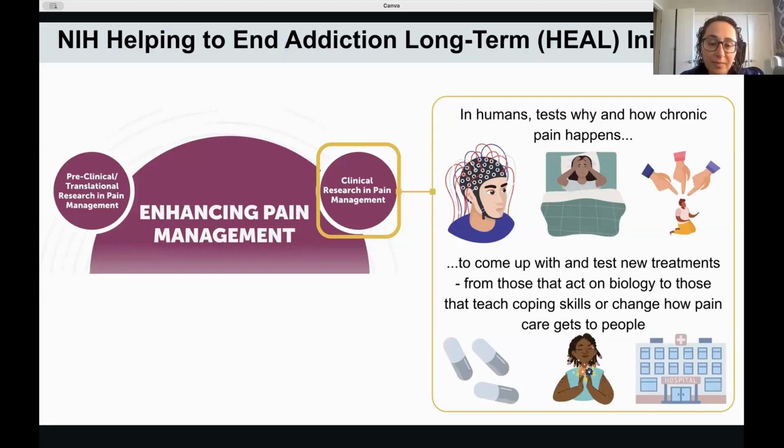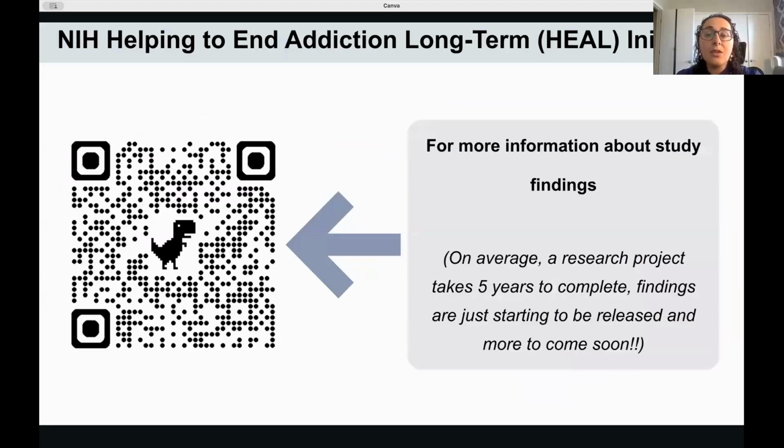Next slide. So the Helping to End Addiction Long-Term Initiative has a website that you are more than welcome to check out that we have here as their QR code.